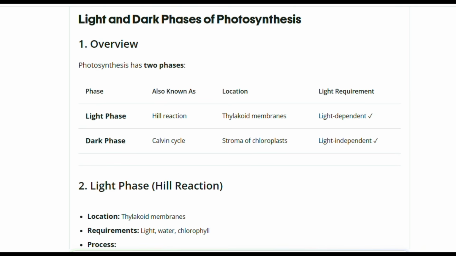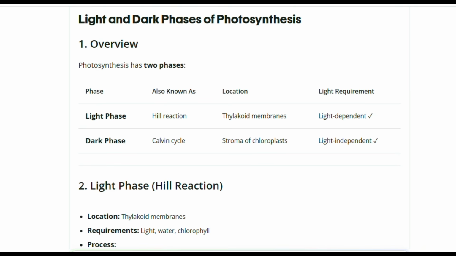The textbook says that photosynthesis takes place in two phases: the light phase, which is the light dependent phase, and the dark phase, which is the light independent. Then it further says that the light phase occurs in the thylakoid membranes of the chloroplast.